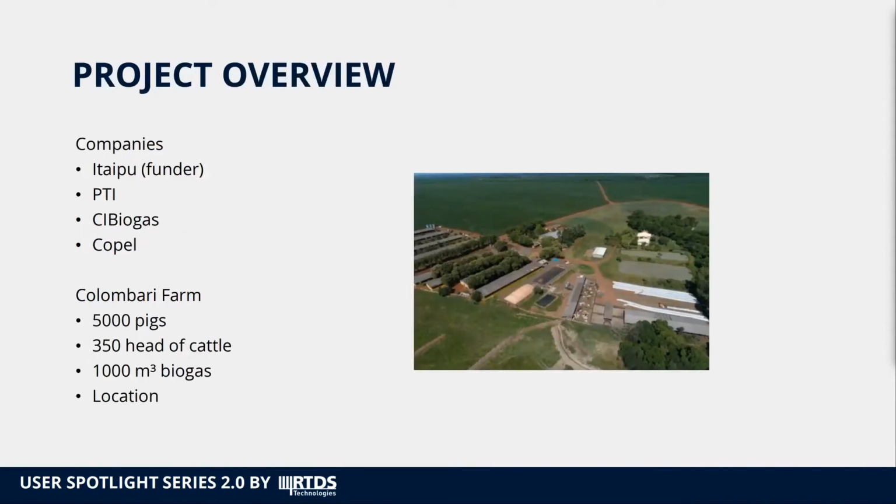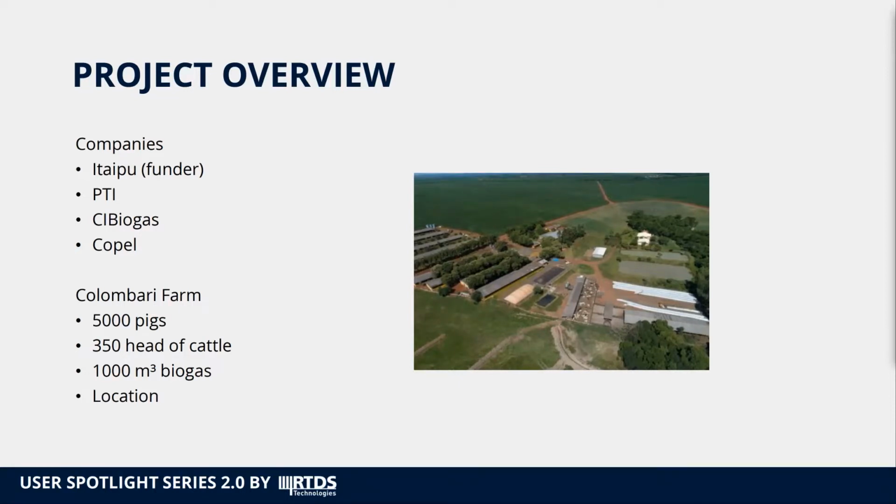The project's main objective was to demonstrate the technical feasibility of microgrids through the implementation of a real microgrid. The participating companies were Itaipu Power Plant, the project founder, PTI, responsible for the control, protection, and monitoring systems, CI Biogas, responsible for the biogas production system and biogas generator, and Copel, operator of the distribution system in the region.